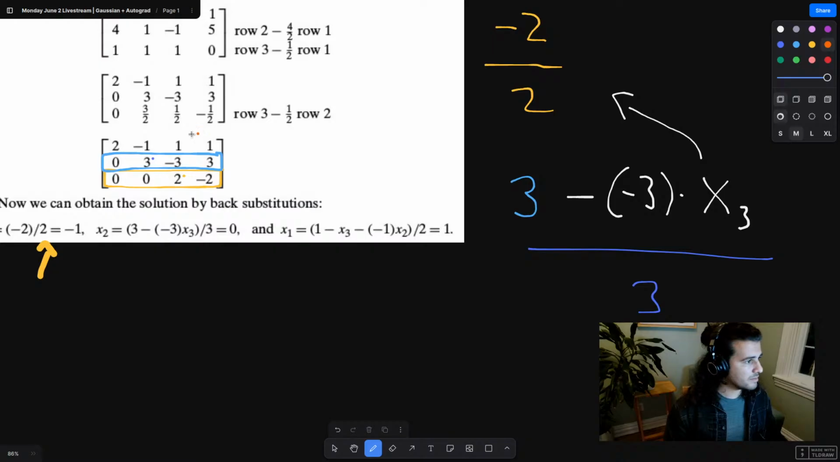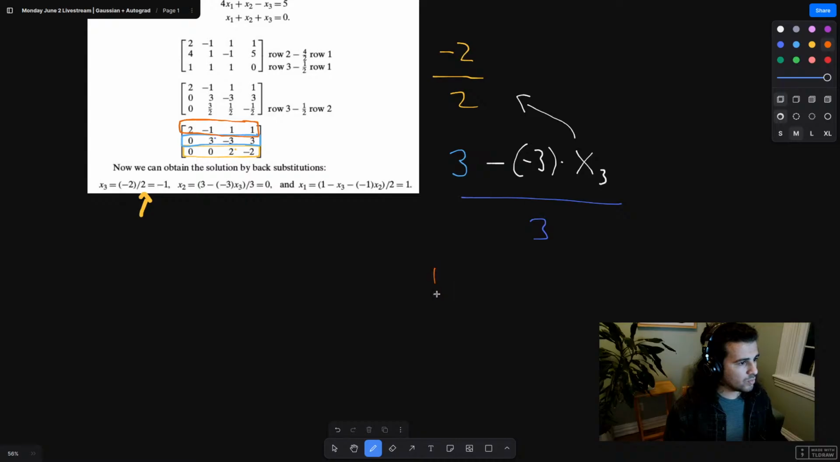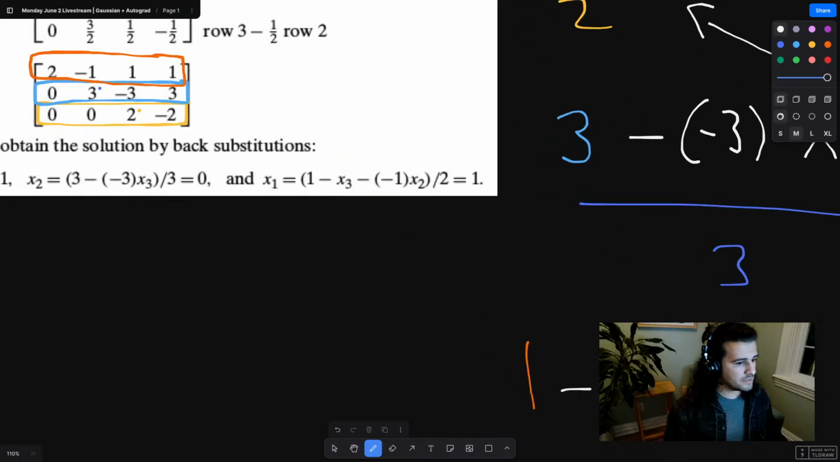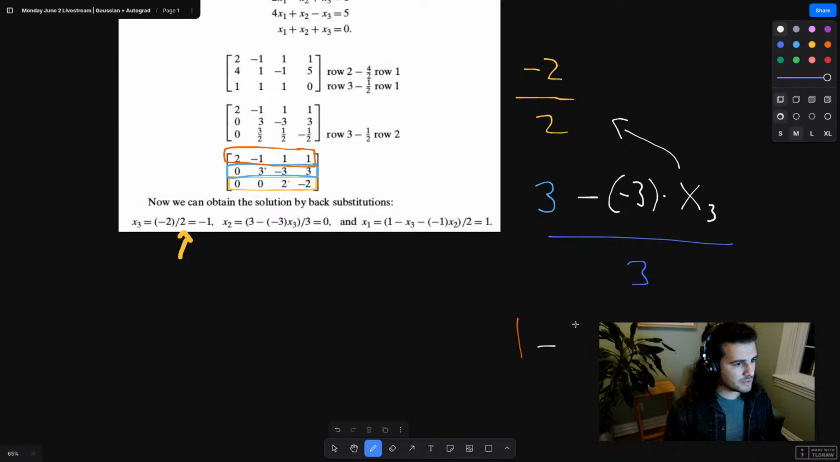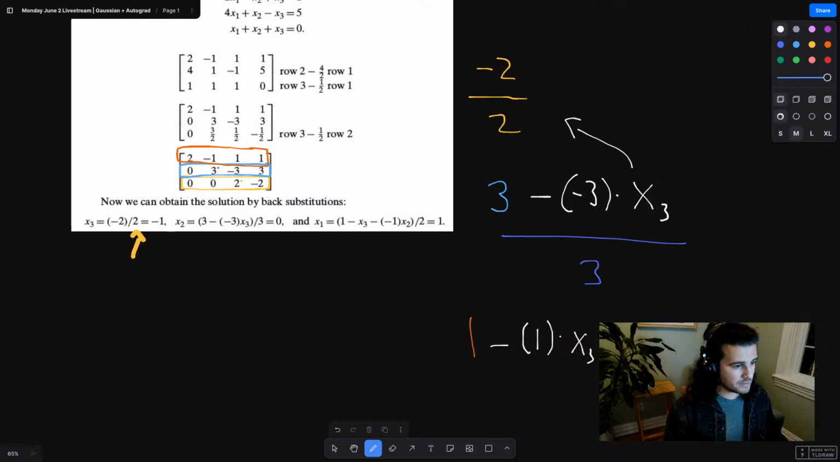And then the next one, so this one, we're doing 1 minus, right? Minus, and then we're taking x3. So we're doing 1 times x3 that we already found, minus, and then we're taking that -1 here, so -1 times x2 that we just found, right? And then we're done here, and then we do divide by 2.